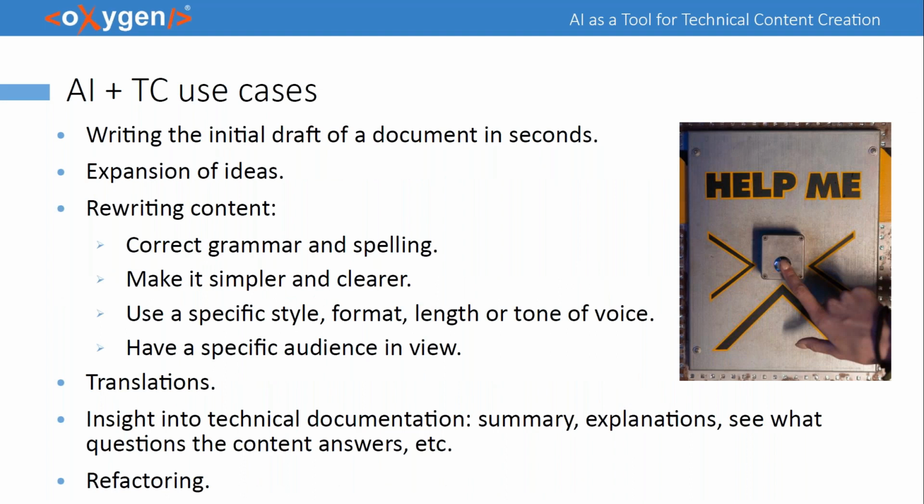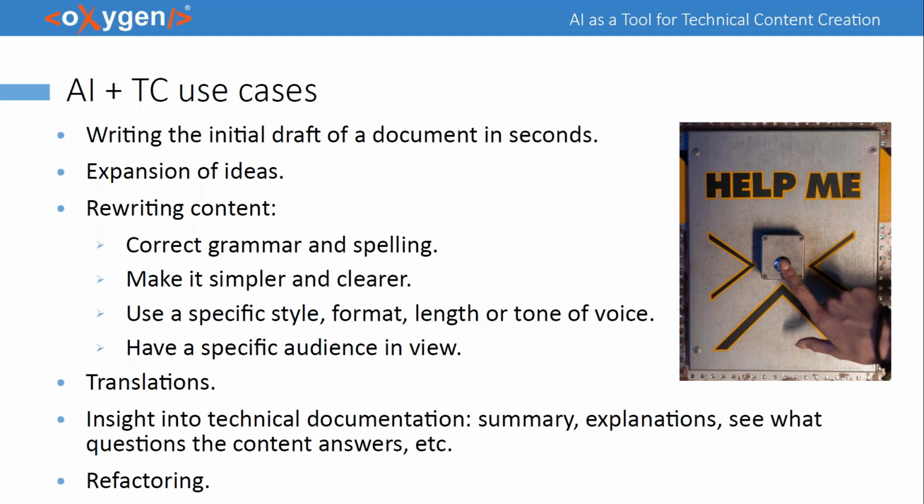So how exactly can the AI help technical writers? First of all, AI can help us by writing the initial draft of a document in literally seconds. So we can give the AI some ideas, a few sentences, maybe even one or two words, and it can come up with the initial draft of the document. Then we can use the AI for expanding ideas, expanding short paragraphs into larger paragraphs.